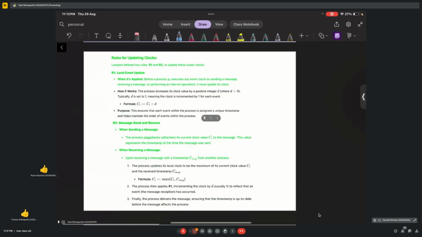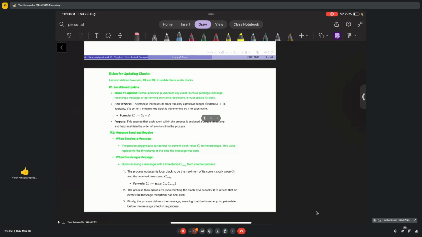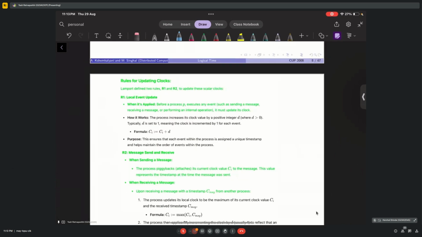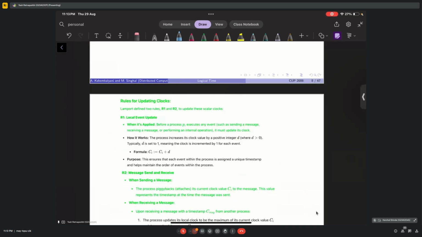Okay. Now these rules for updating, again I have written the same thing. I'll read it very quickly for you so that you understand. Rule number one is local: update your local timestamp first, then go for the global one. So the first rule is local event update. Before a process Pi executes an event such as sending a message, receiving a message or any internal operation, it must update its own clock.